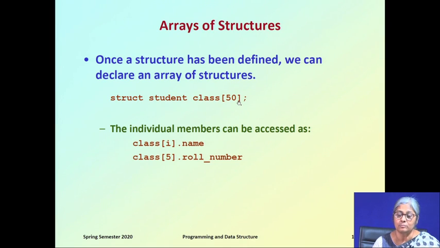When we access, we will give, say, class[i].name. This is the general form of accessing one variable of a structure. So, if class[5] is my structure, then class[5].roll_number means this is the roll number of this particular structure class[5]. So, this is the array of structures.